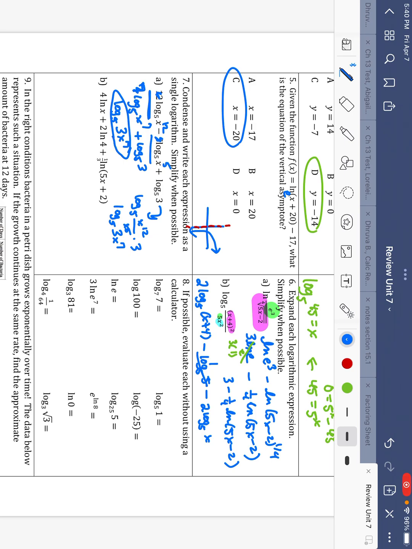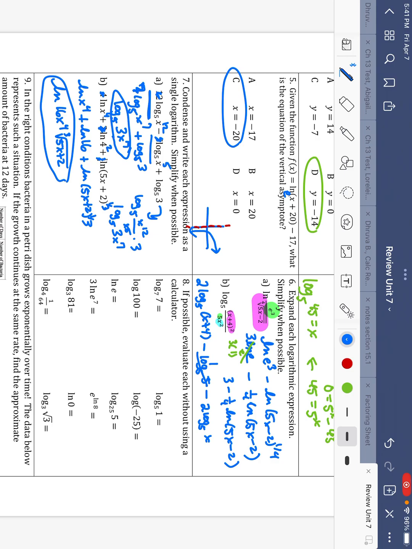All right, down here, I'm going to put that 4 up top here, put this 2 up top. So I have ln of x to the 4th plus ln of 16 plus, up in the 1/3 up here, ln of 5x plus 2 to the 1/3. Everything's addition, so it's all multiplication. So ln of 16x to the 4th, and you could write it with parentheses, or you could put a cube root around your 5x plus 2. So either way, you would see it.